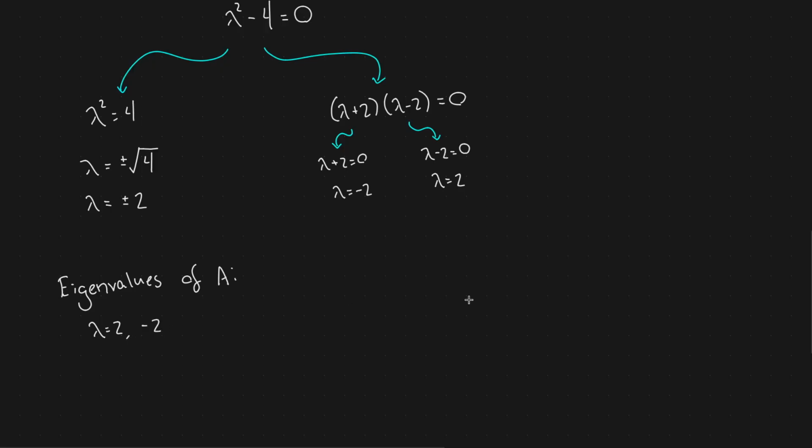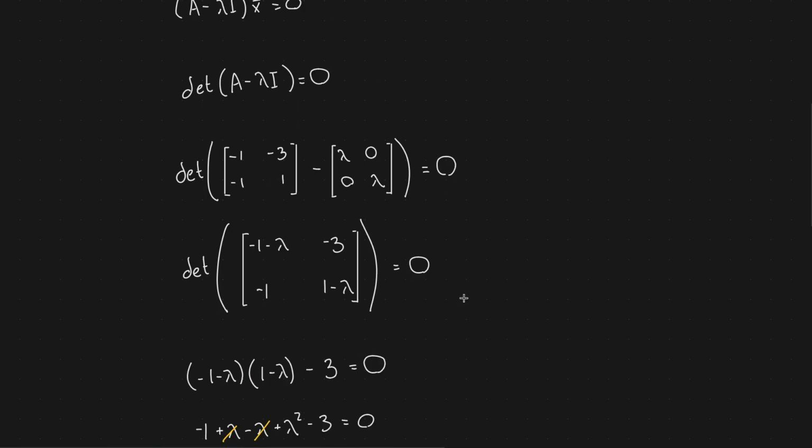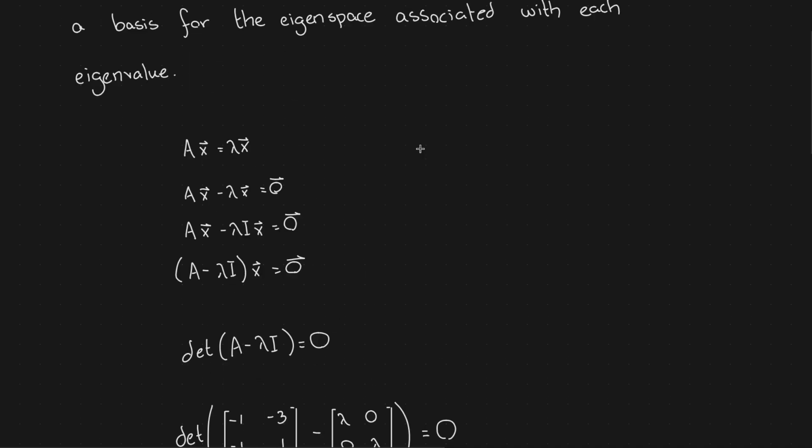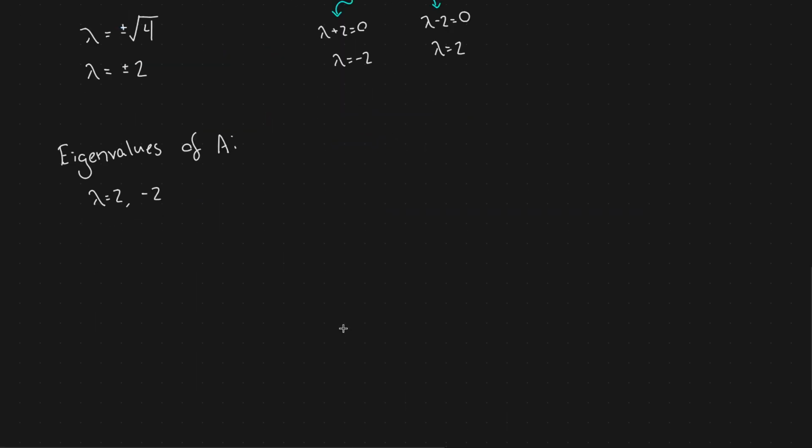All right? So we found the eigenvalues by using the characteristic equation, by solving for the variable in the characteristic equation. Okay? Now what I want to do is go back to the homogeneous equation here. I'm going to take each of my eigenvalues in turn, plug them in, and then solve the resulting equation. Okay? So let's do 2 first. So for lambda equals 2, I'm going to get A minus 2I times x equals the 0 vector. Okay?